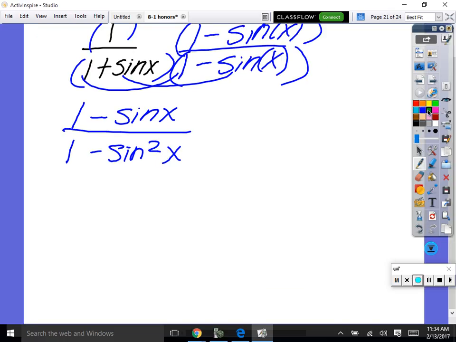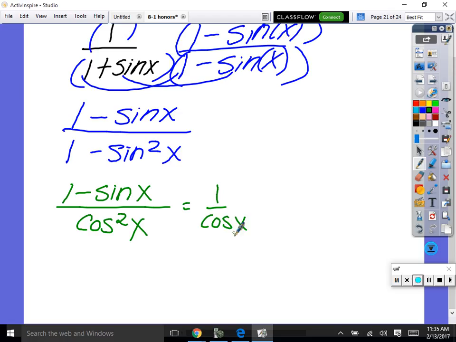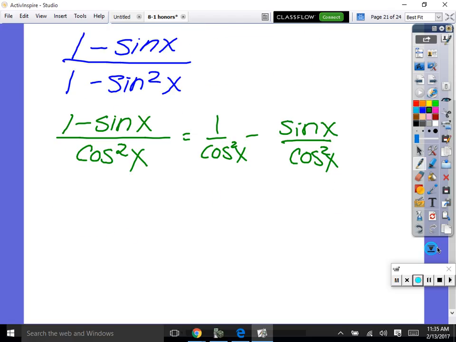The bottom is cosine squared x, right? So we have 1 minus sine of x over cosine squared x. Does everybody understand? Now, isn't it okay, and it is appropriate to split up like this? 1 over cosine of x minus sine over cosine x. Yes, that is appropriate. Oh, cosine squared. Good point. Yep, it is cosine squared, right? Okay, let's look at that. So what's this the same thing as? Secant squared x, which is now pretty. And then what's this? Well, let's be careful.